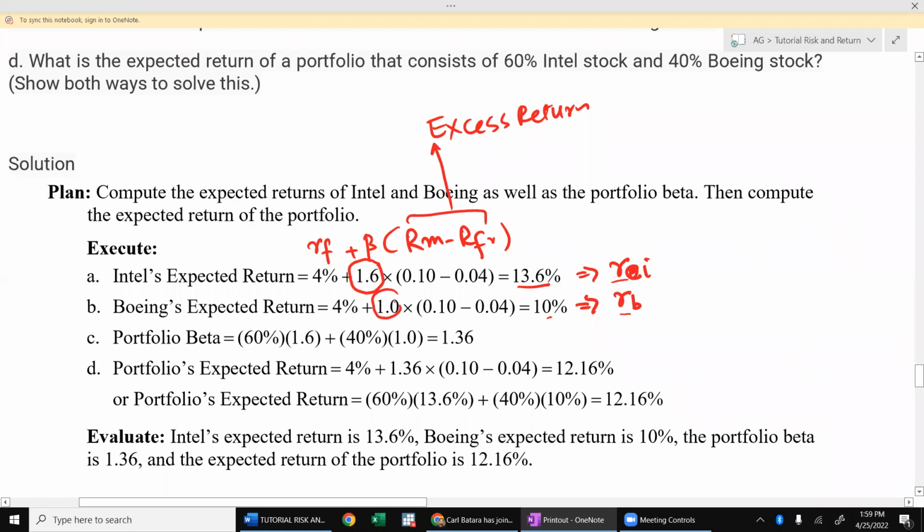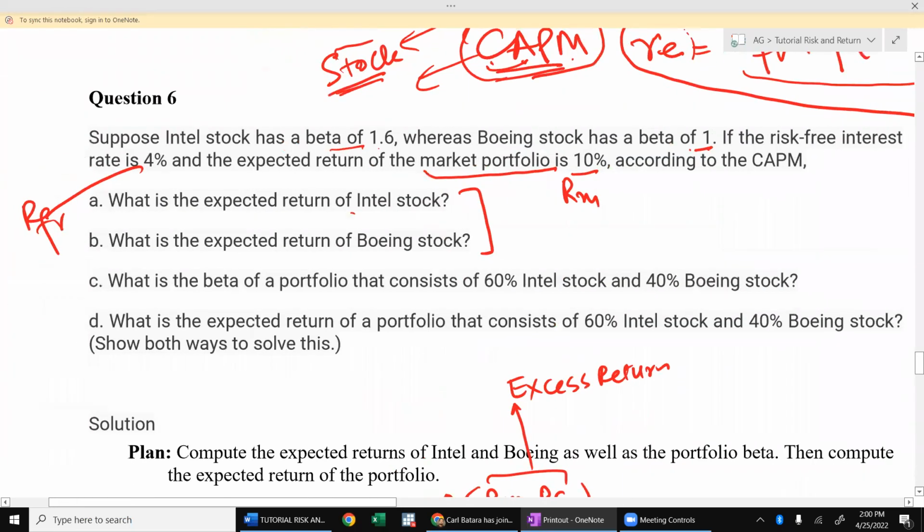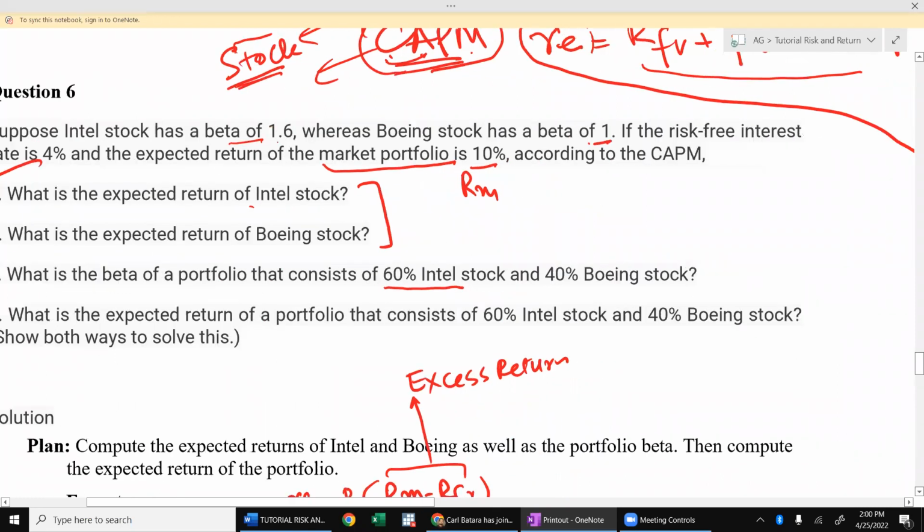But now if I ask you, this is the beta of Intel, beta of Boeing. If I make a portfolio of Intel and Boeing, what would be the portfolio beta? This beta can also be calculated as a weighted beta. So it means the weight of Intel times beta of Intel plus weight of Boeing times beta of Boeing. Okay, so you see this information is given. What is the beta of a portfolio that consists of 60% Intel and 40% Boeing stock?